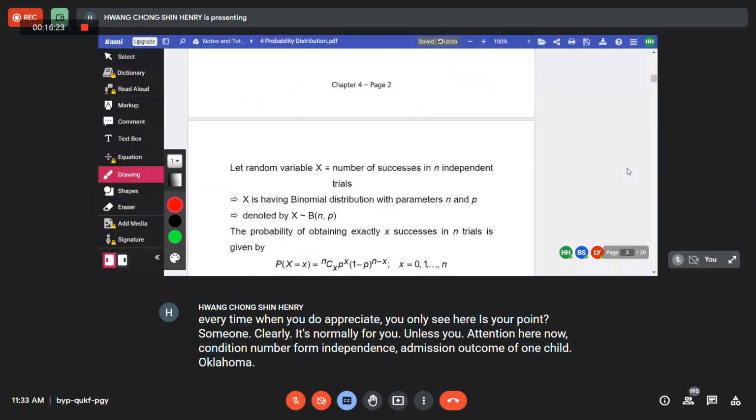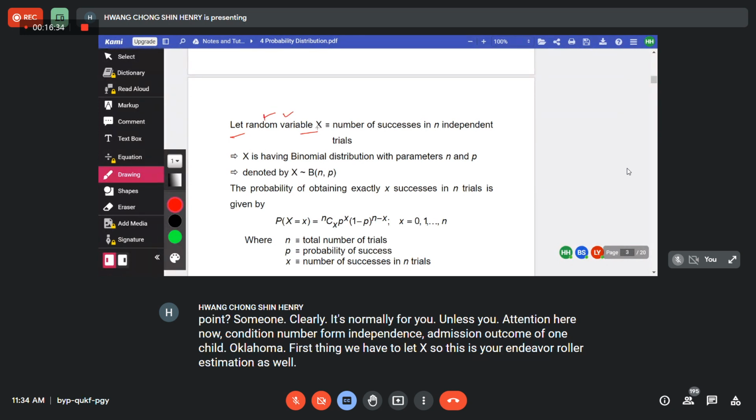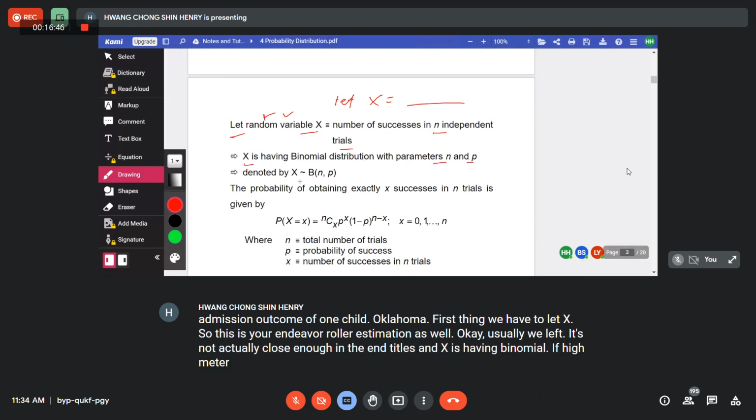Now this is how we answer the question, we follow the format here. First thing, we have to let X. So this is your random variable, as I mentioned before. Usually we let X equal to the number of successes in the n trials. Then X is having binomial with parameter n and p, denoted by this symbol.